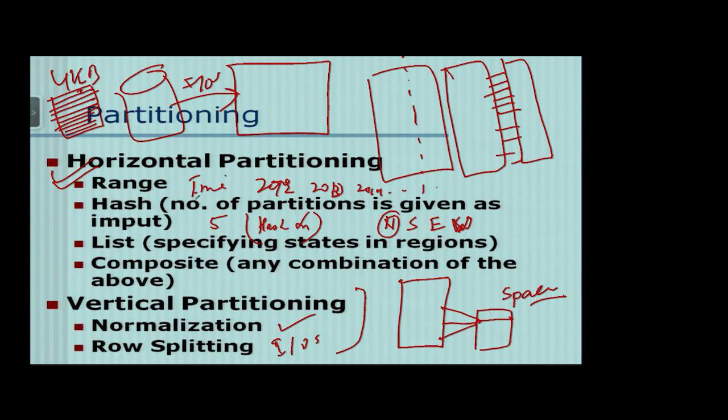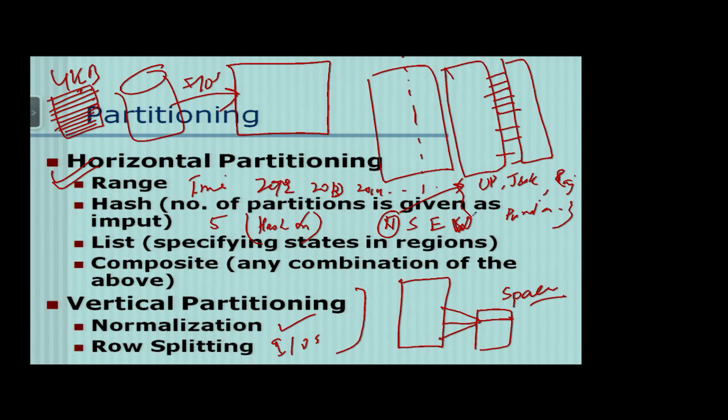So what you need to do is you need to specify a list. Suppose I want to talk about the North region, so I can say, okay, UP, J&K, Rajasthan, Punjab, Haryana, and so on. So I can specify a list. Any record that belongs to these states would come under the north partition and so on.